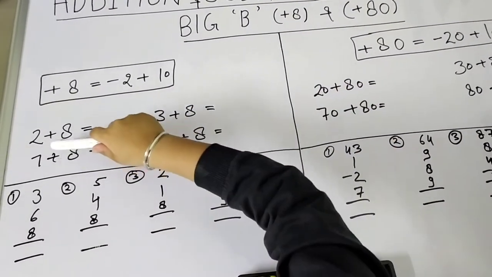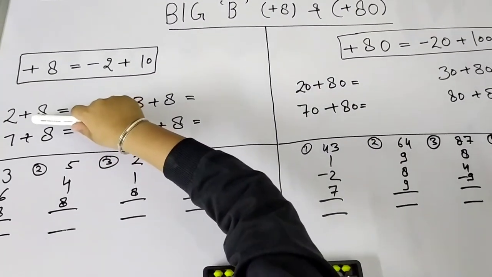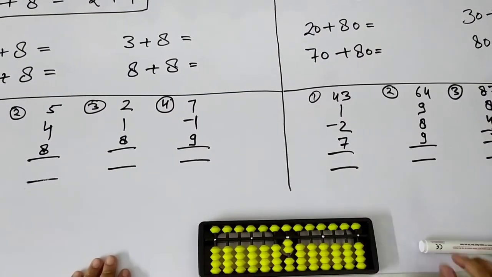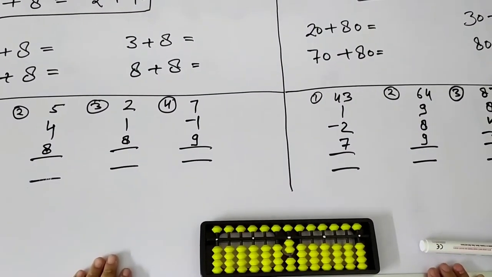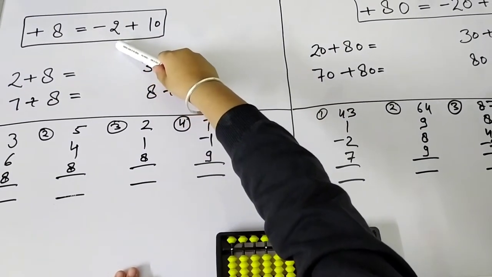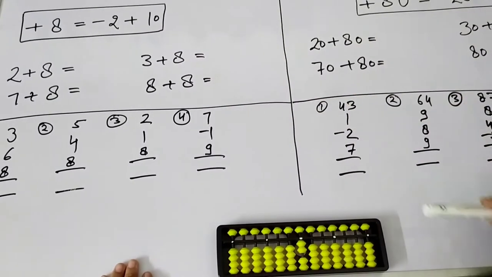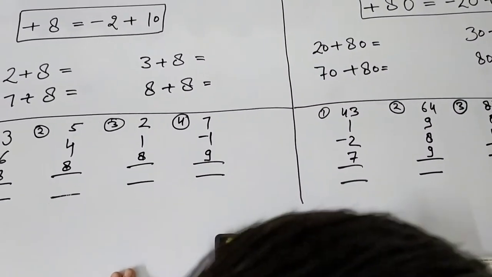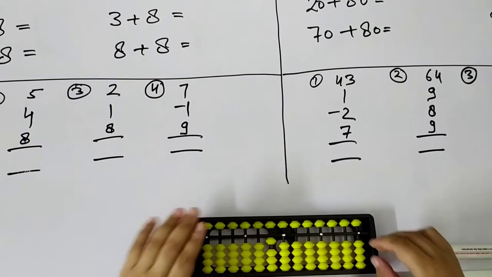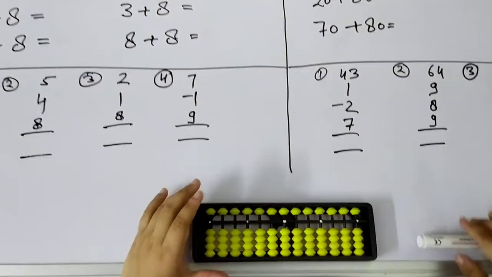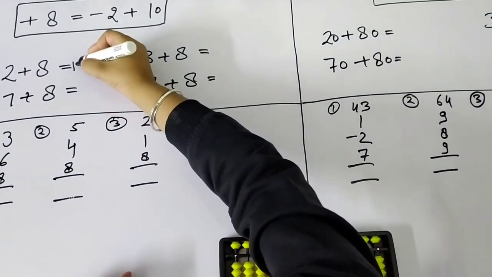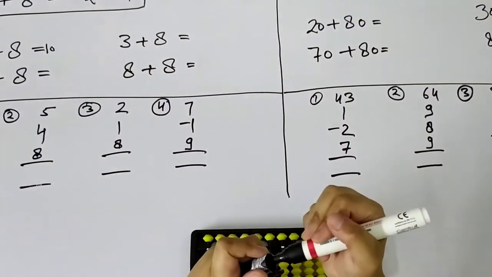Here is our first question: 8 plus 2 and plus 8. Plus 2. So how do we do 8? We need the formula of 8. Here is the formula of 8: minus 2 and plus 10. We got our answer 10. We have written 10.